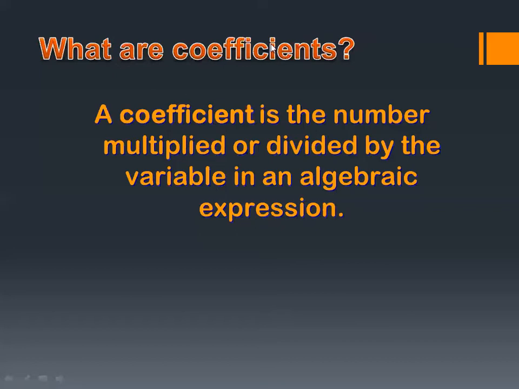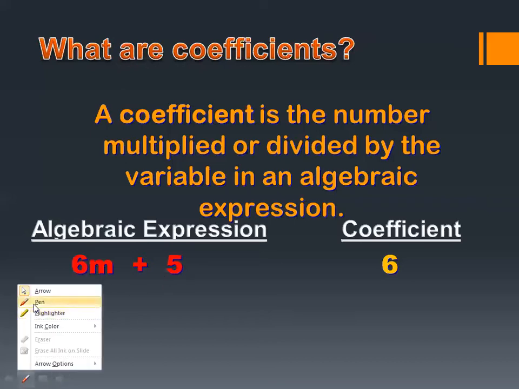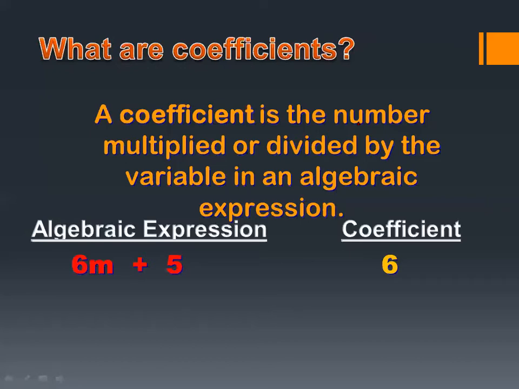number is called a coefficient. Okay, suppose here you have the algebraic expression 6m plus 5. Here you have two numbers, 5 and 6. If I ask you which will be the coefficient here, 5 is not the coefficient because it is not multiplied or divided by any variable. Here you have 6, and 6 is multiplied by the variable m. So 6 multiplied by m.